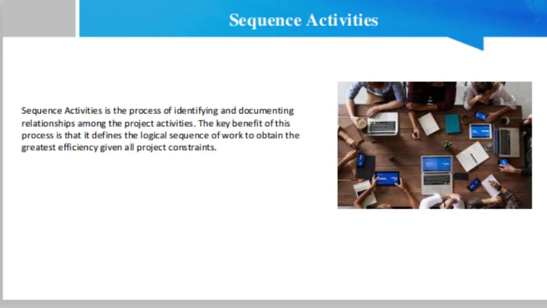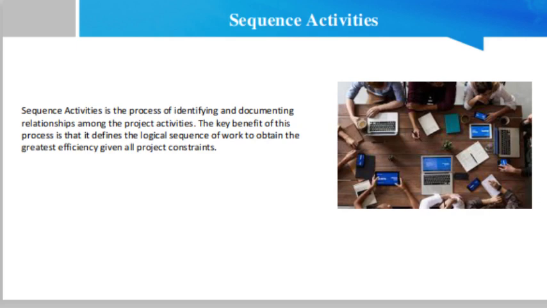Sequencing can be performed by using project management software or by using manual or automated techniques. The sequence activities process concentrates on converting the project activities from a list to a diagram to act as a first step to publish the schedule baseline.